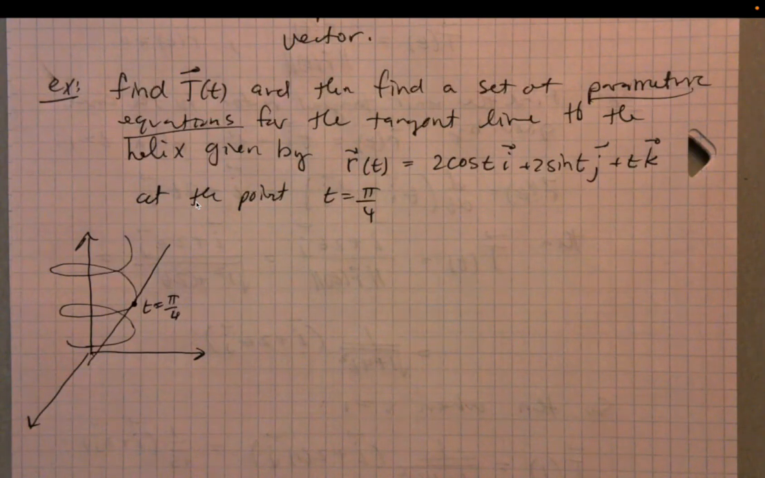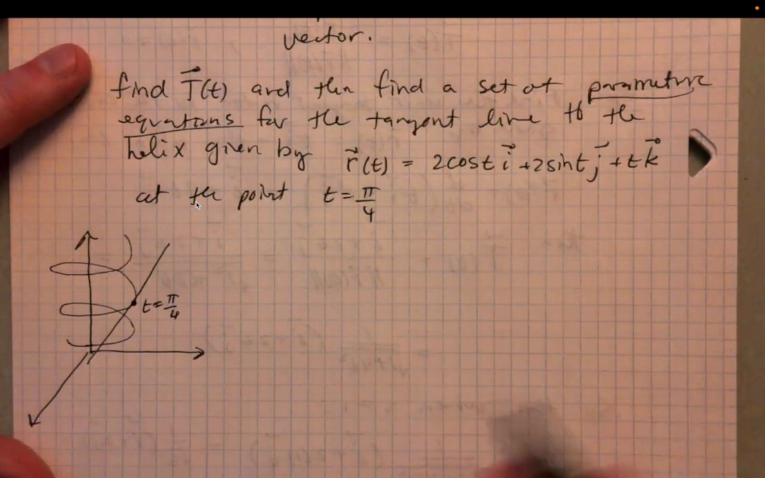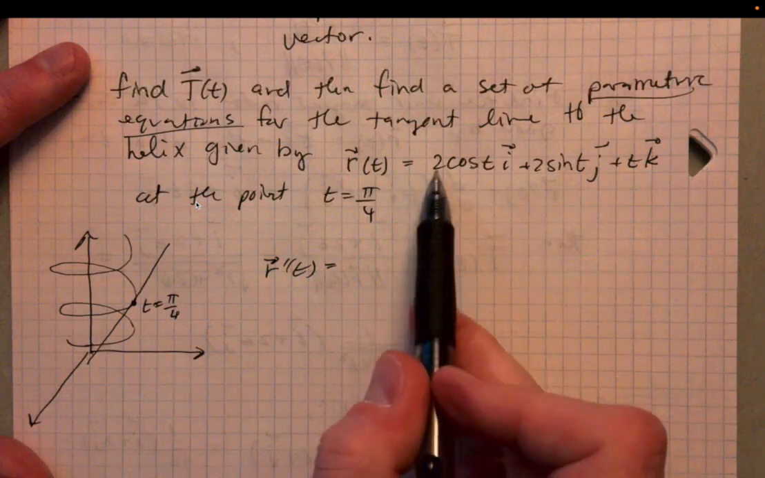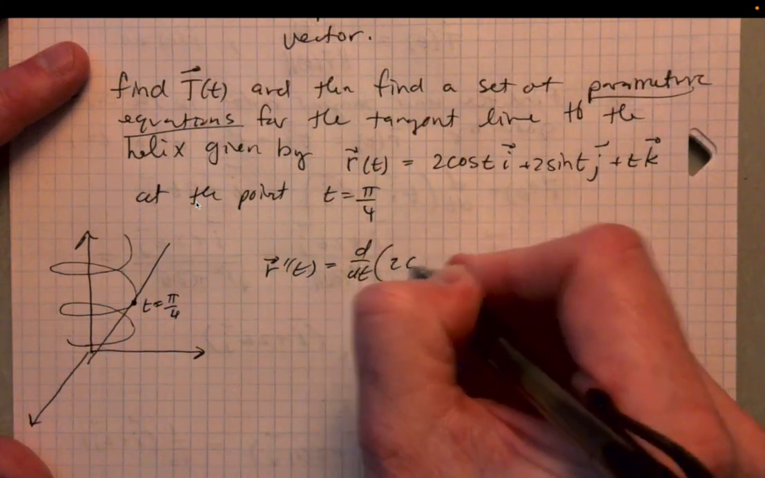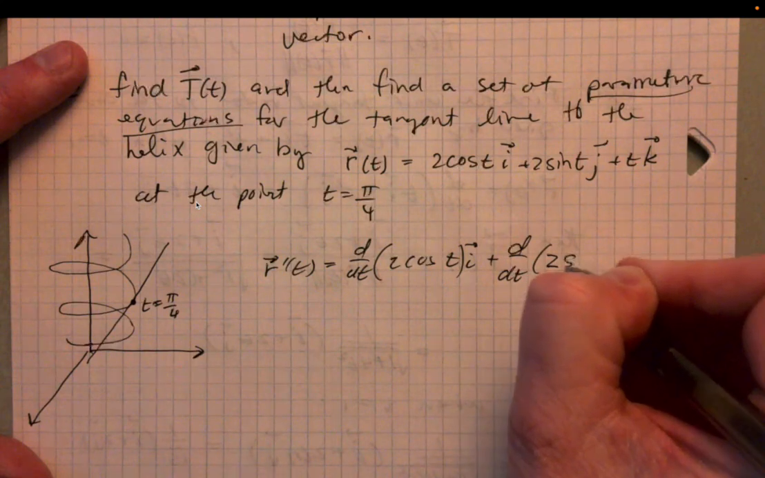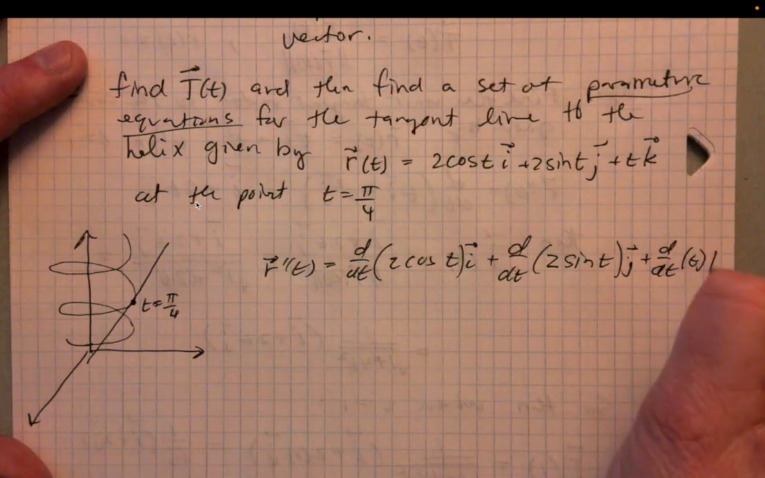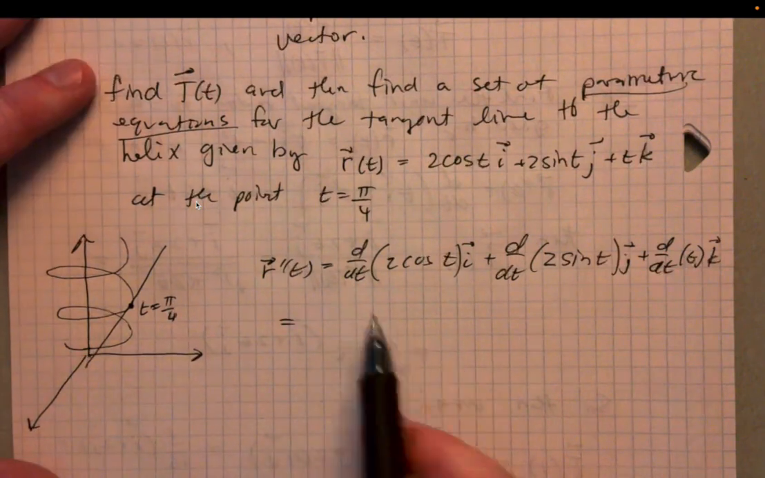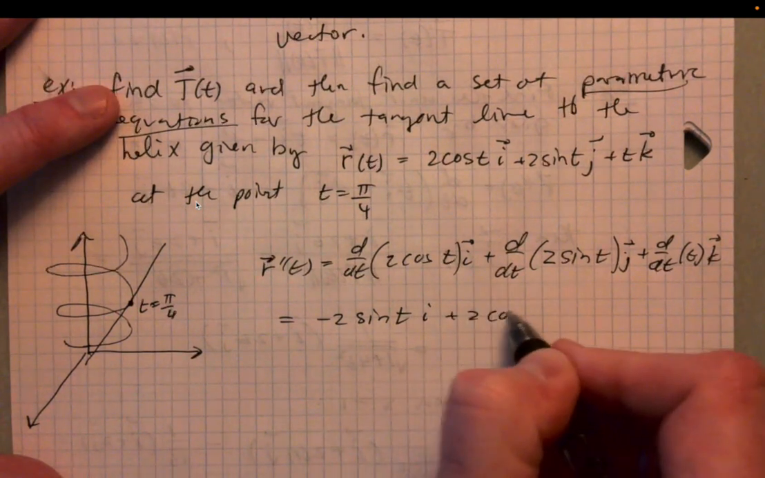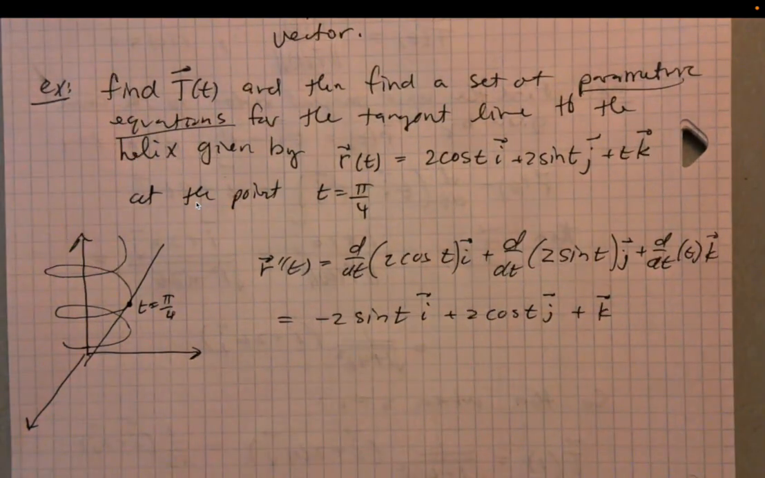So we're going to find the unit tangent vector, and in order to do that, we're going to need the derivative of the function. So we need r prime of t, and that's just the derivative of this. I'll just write it to be clear what we're doing. This is definitely more detail than is necessary, but that's okay. So this will be negative 2 sine t times i plus 2 cos t times j plus k. So that's our derivative.